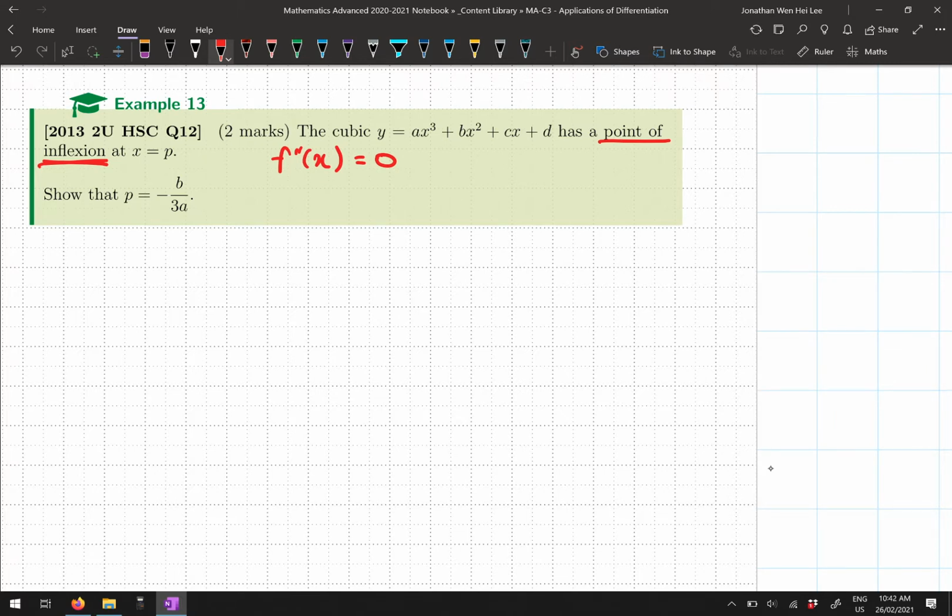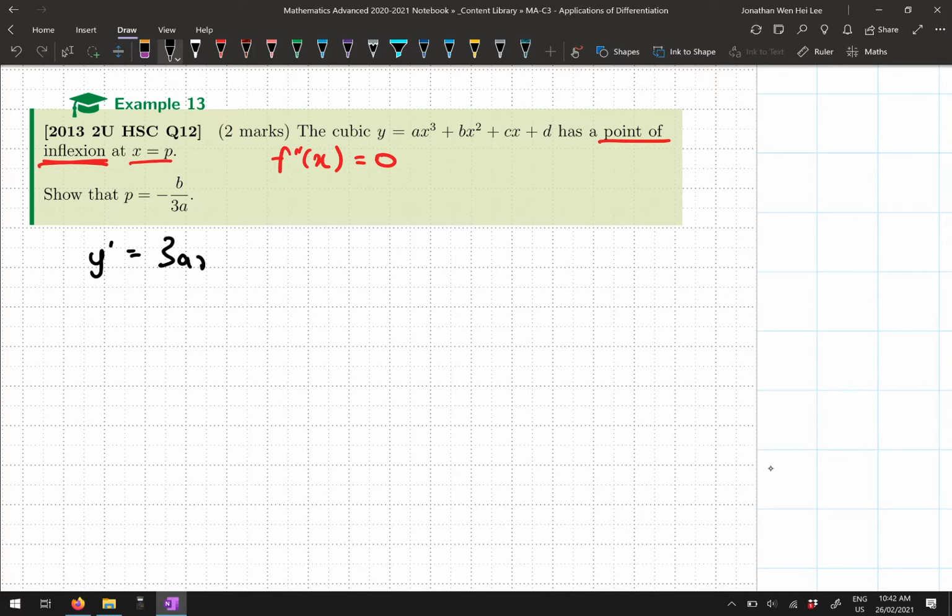Now, I said something about either side of this point, it needs to be greater than 0, and on the other side, it needs to be less than 0. But for now, we want to solve this particular equation: f double dash x is equal to 0, at a particular point, at x is equal to p. We're going to differentiate. Excellent. Let's differentiate once. What do I get when I differentiate this cubic once?